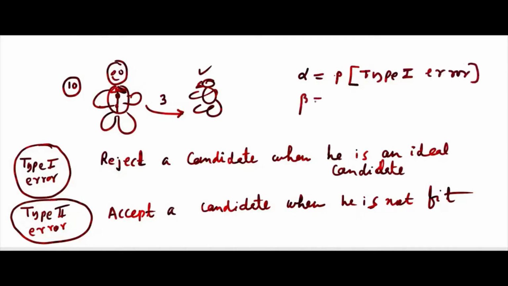And beta is the probability of type 2 error. And unfortunately, you can't decrease both errors. We want to minimize alpha and beta. That's not possible. There is a compromise. Okay, that's what I will show you. And this is called the power of the test.